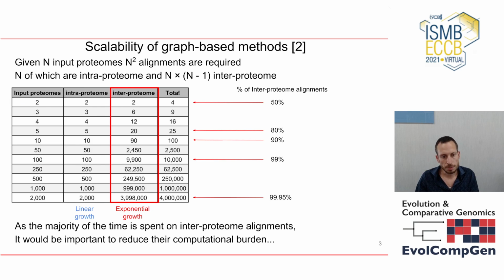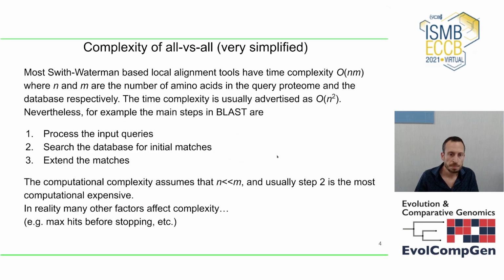If we look just at this table, it's very easy to see how scalability is influenced by the interproteome alignments. On the left we have the number of input proteomes, and while the intraproteome alignments grow linearly, the interproteome alignments grow quadratically. So after a handful of proteomes, even let's say 100, 99% are interproteome alignments. So the idea is that if we can reduce the execution time of this kind of alignment, then we can save time for orthology inference.